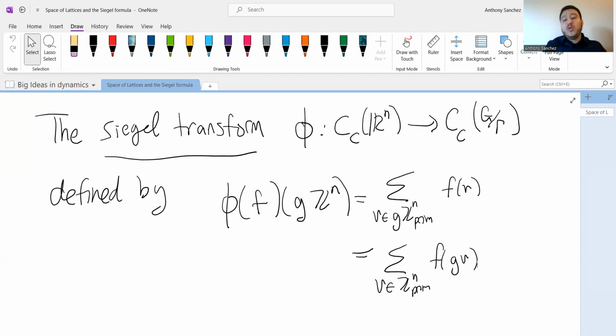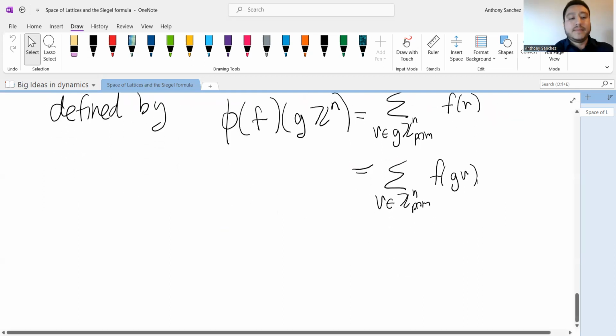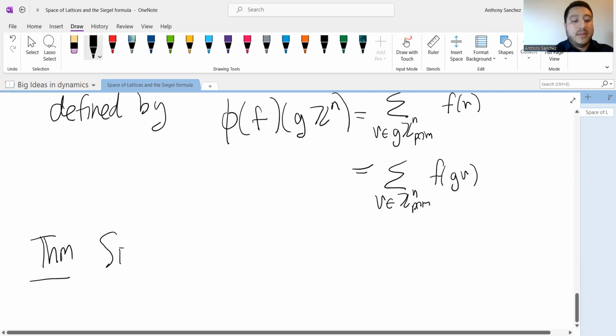Additionally, you may worry about whether this is well-defined, right? This lattice is only defined up to SL_n(Z), so if I take a different coset representative, does this change the sum? I'll leave that as a small exercise: changing the coset representative is just going to shuffle the sum, but the sum will remain the same. And armed with that, I can state for us the Siegel formula.